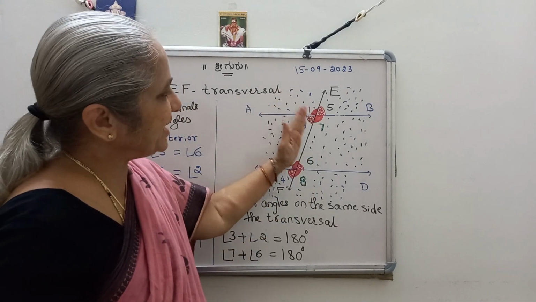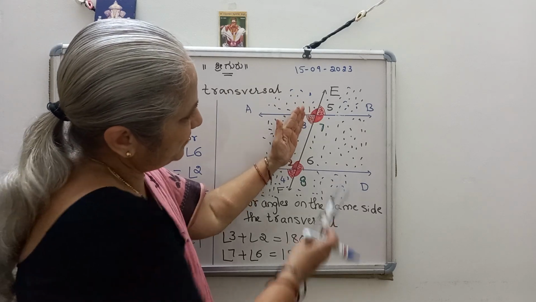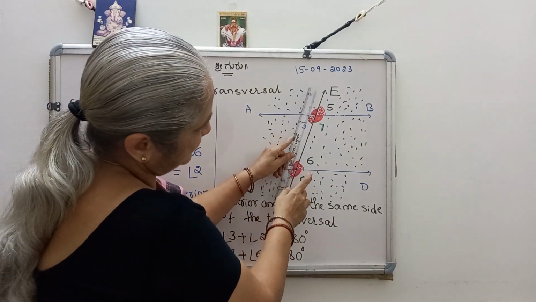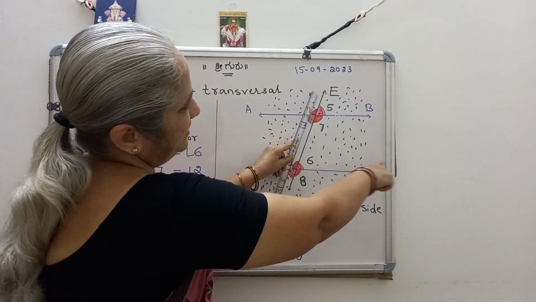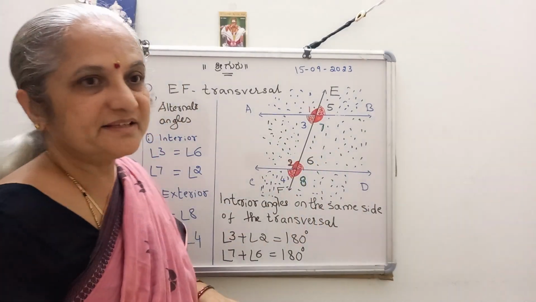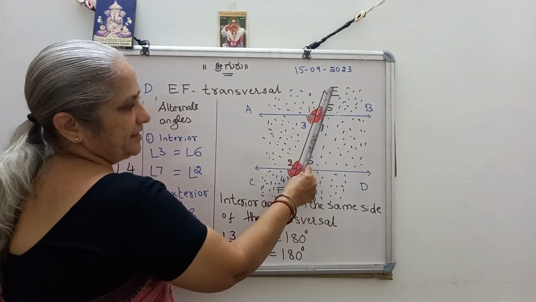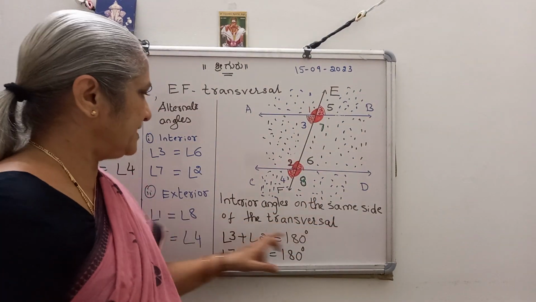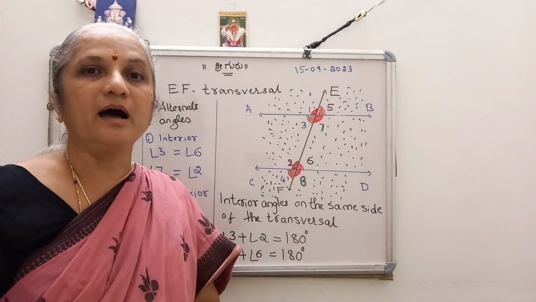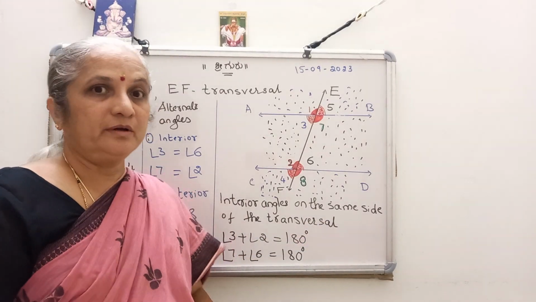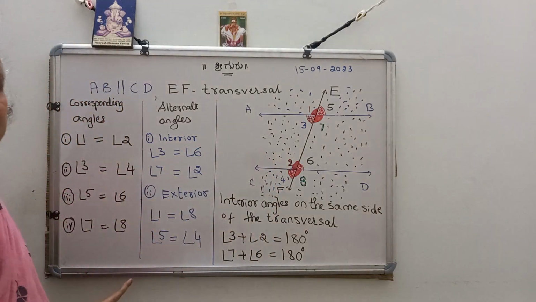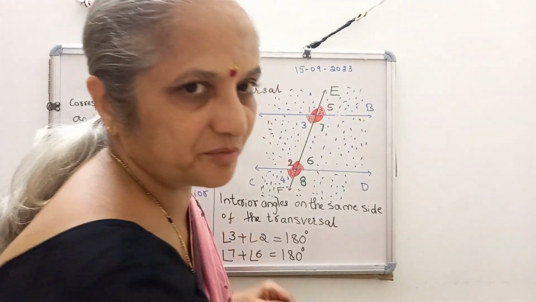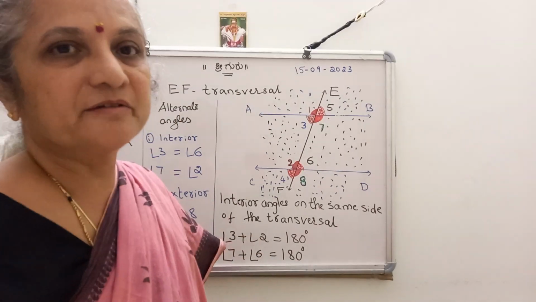But on the same side of the transversal, 6 and 7, they are supplementary. Here 2 and 3, they are supplementary. Pair of interior angles on the same side of the transversal are supplementary. So remember these points. It's very useful. With this basic information, let us continue with exercise 5.2.